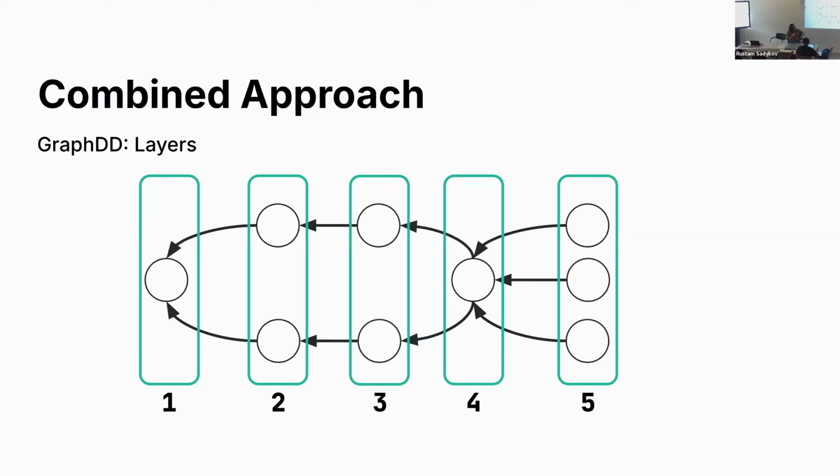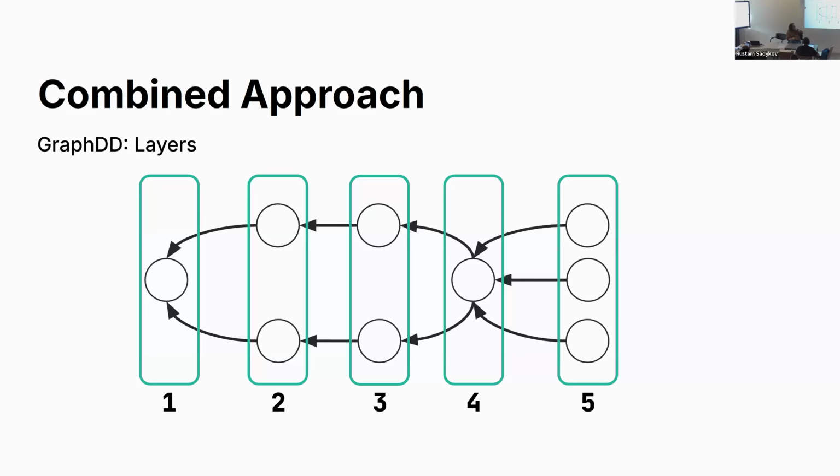For example, we can split such a graph into layers where each layer doesn't contain any edges. And after it, we can just execute Delta debugging on such layers, but from the sinks to the sources. Why?